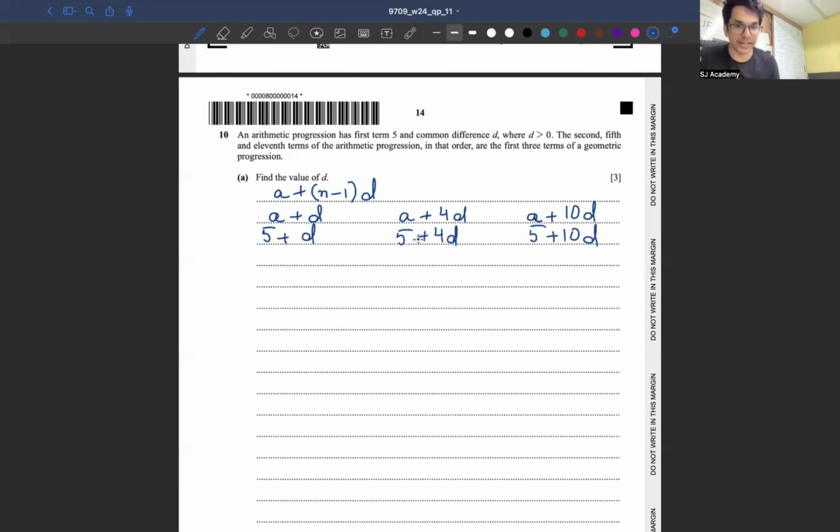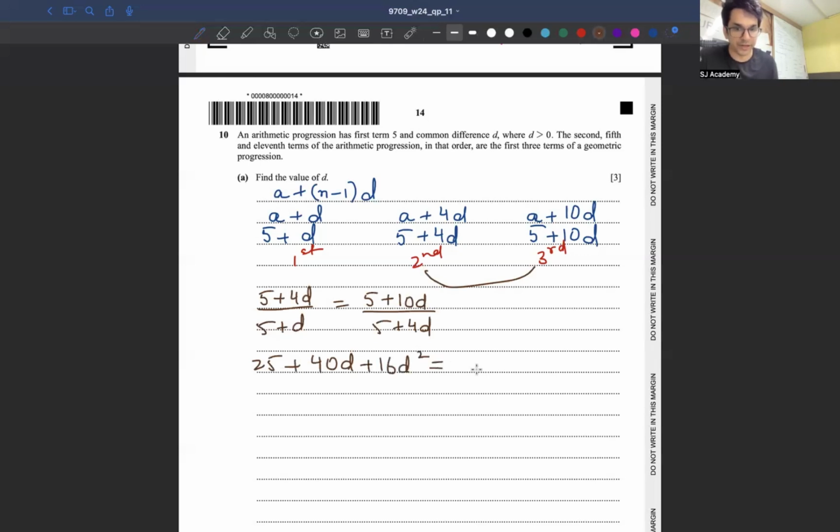Now, as they are the first, second, and third term of a geometric progression, so this is the first, second, and the third term. And we know that for a GP, if we divide the second term by the first term, it gives us a common ratio, and similarly, if we divide the third and the second term. So we can say that 5 plus 4D divided by 5 plus D will be equals to 5 plus 10D divided by 5 plus 4D. Cross multiplying, so that will become 5 plus 4D whole squared. Expanding, that will become 25 plus 40D plus 16D squared.